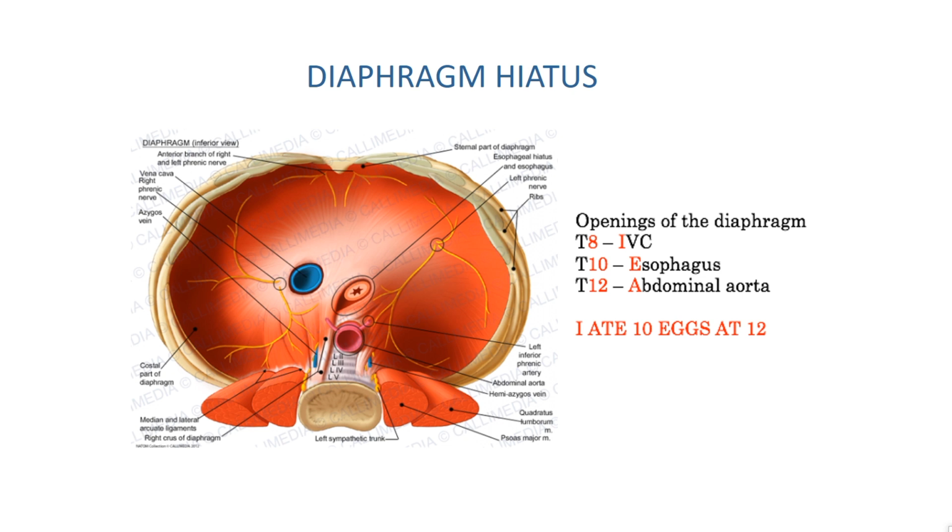And then once we get a little bit lower, it's going to be 10 eggs. So 10 is T10, eggs for the E of esophagus. And then we have at noon, where the A of "at" is abdominal aorta, and noon is T12. So those are three major large structures that pass through the diaphragm at different heights.